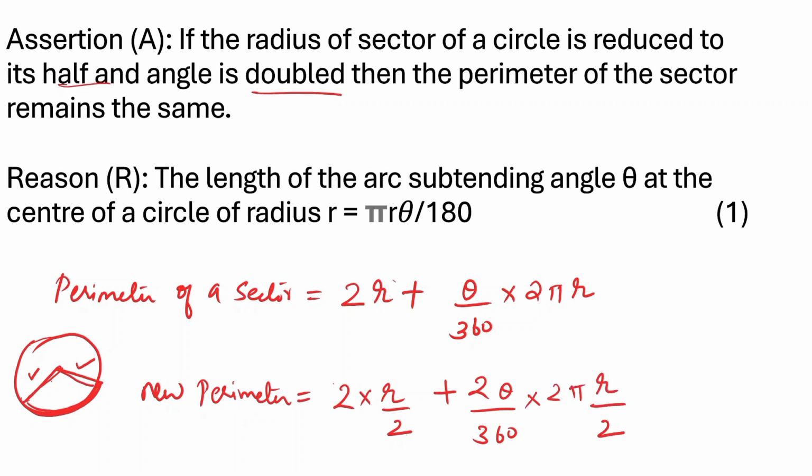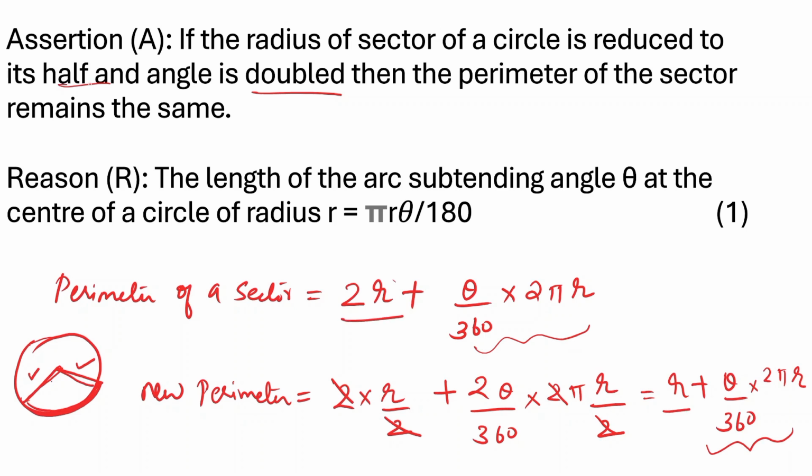Okay, so here the 2 cancels, and here this 2 and this 2 also cancel. So here r plus theta by 360 times 2 pi r. This length of the arc is there, but instead of 2r, here in the new perimeter it is r. So the perimeter is getting changed. So this is false. Perimeter of the sector remains the same is not correct.